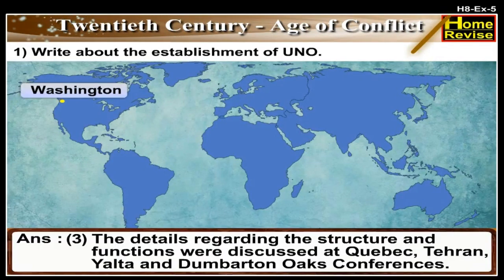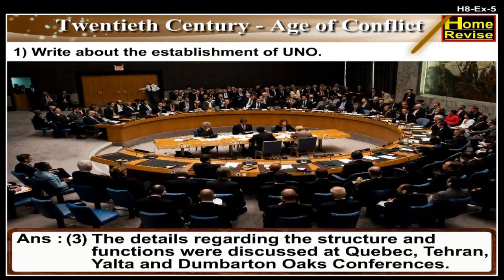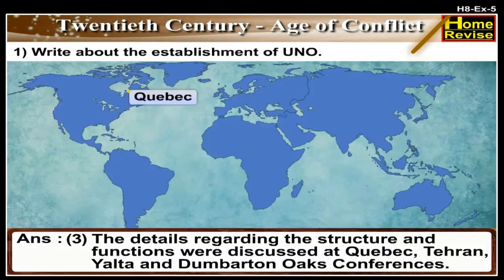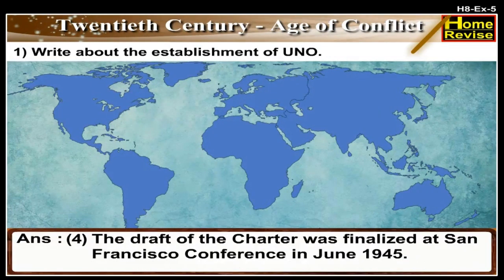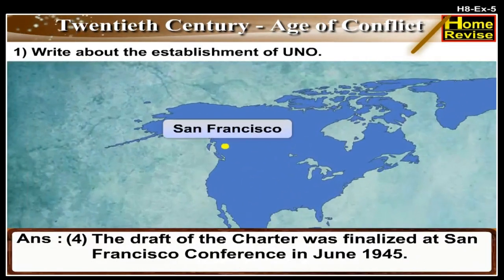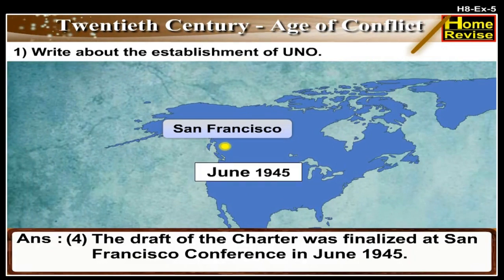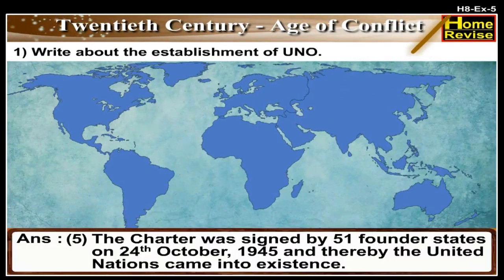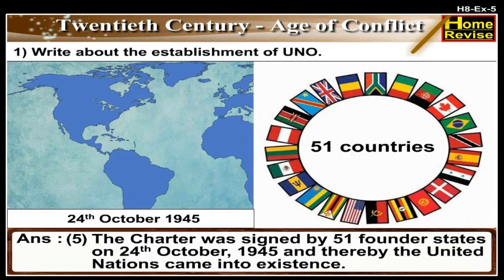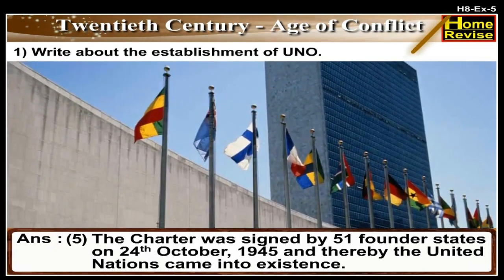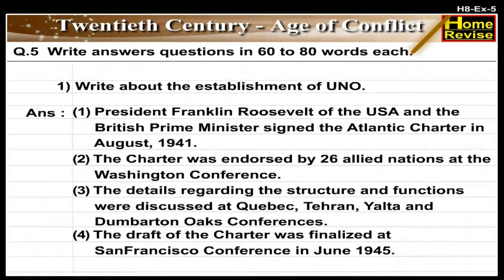3. The details regarding the structure and functions were discussed at Quebec, Tehran, Yalta, and Dumbarton Oaks Conference. 4. The draft of the Charter was finalized at San Francisco Conference in June 1945. 5. The Charter was signed by 51 founder states on 24th October 1945, and thereby the United Nations came into existence.